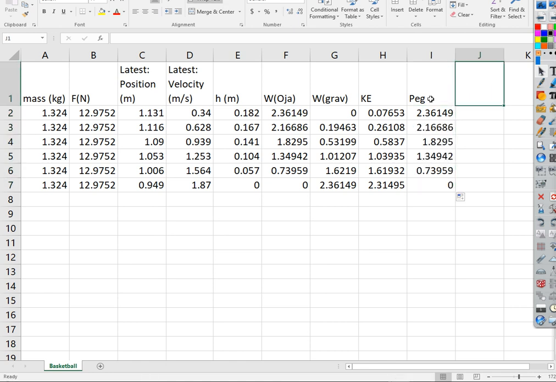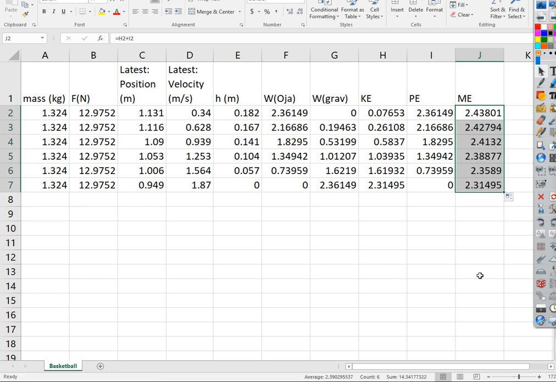So the combination of my kinetic energy and my potential energy is what we call total mechanical energy. I'll call that ME. Let's find the sum of those two. This plus this. And what do you find? It's just about the same. It's pretty constant. Does it make sense?